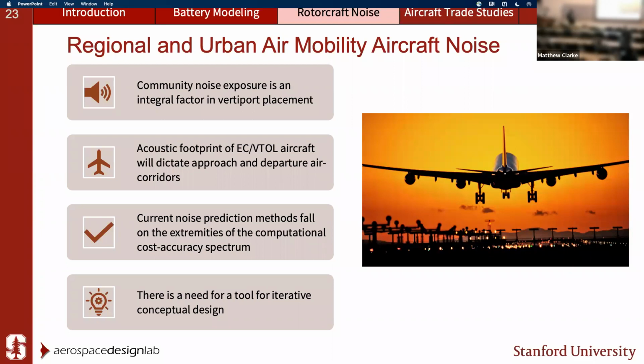Okay, so I'll move on to the second half of my presentation. This picture here actually does a good job in summarizing the second half of this presentation. The fact that community noise is going to be an integral factor for vertiport placement, right? And the acoustic footprint of these aircraft are going to really dictate the approach and departure corridors that are going to have to be created. However, the problem is that the current noise prediction methods aren't really suitable for this iterative design. So we need to address this in some way.